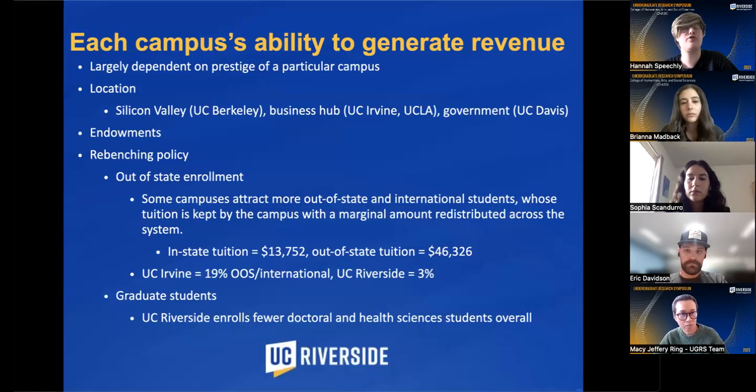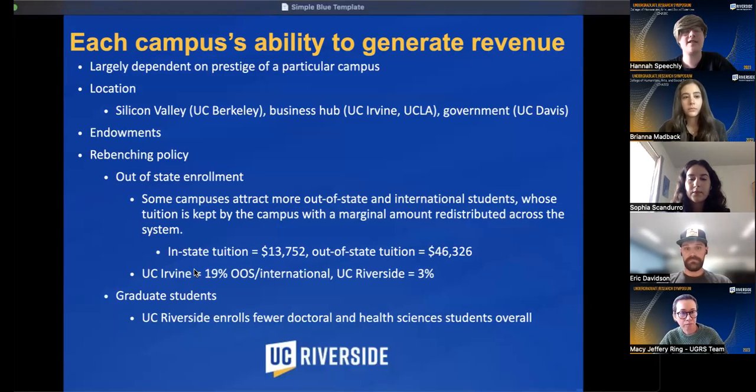And it's not like they haven't tried. It's just really hard for UC Riverside to attract that same student base. So here, UC Irvine serves 19% out-of-state and international students. UC Riverside only has 3%. UC Irvine is actually the reason that the UC Office of the President had to put a cap on how many international and out-of-state students they could have. And graduate students is a big one.